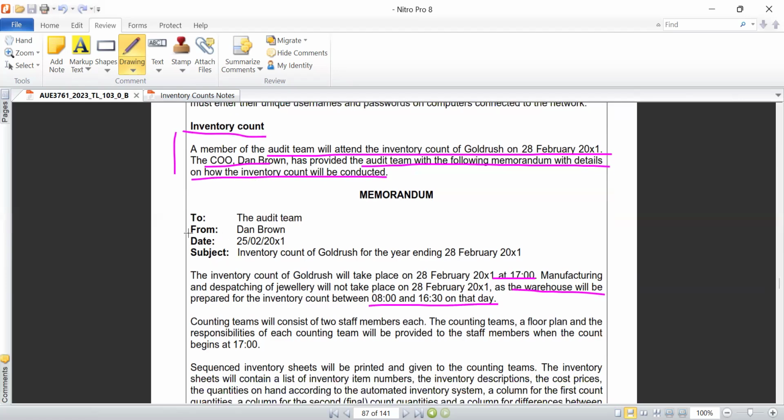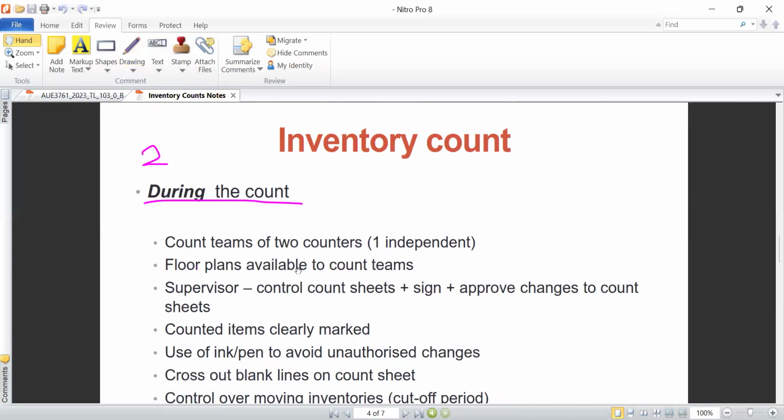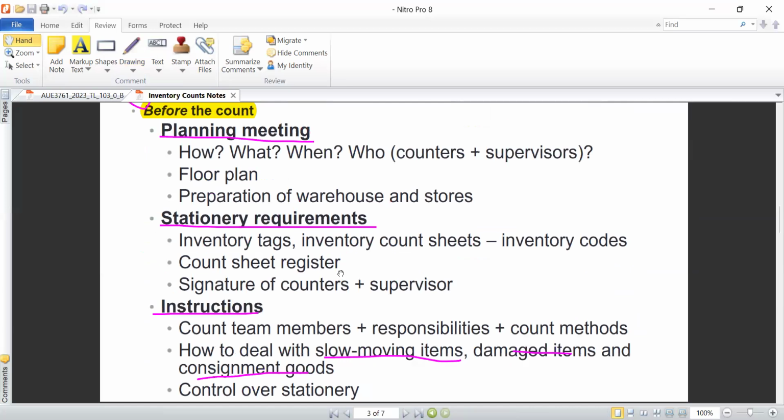It's sent to the audit team coming from Dan Brown, which is the COO, when this was issued on the 25th of Feb 20.1, which is a few days prior to the actual inventory count. All right, very important. Meaning to say that there has to be what we call a before-the-count phase that has taken place.